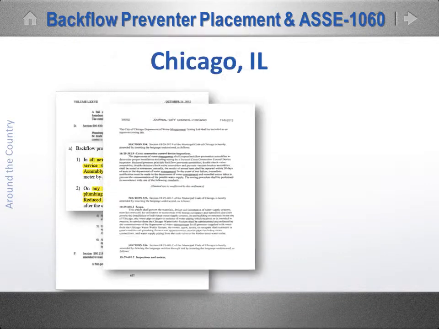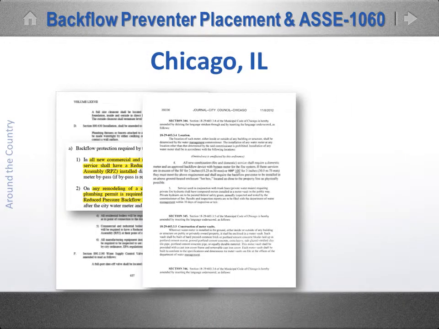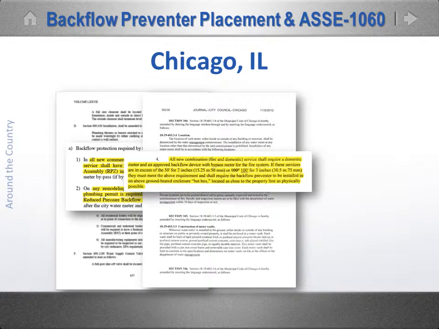A few months later, the city of Chicago amended their guidelines as follows. All new combination services shall require a domestic meter and an approved backflow device with bypass meter for the fire system. If these services are in excess of 50 feet for 2 inches or 100 feet for 3 inches, they must meet the above requirement and shall require the backflow preventer to be installed in an above-ground heated enclosure located as close to the property line as physically possible.